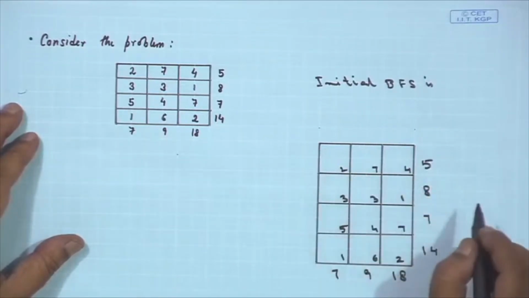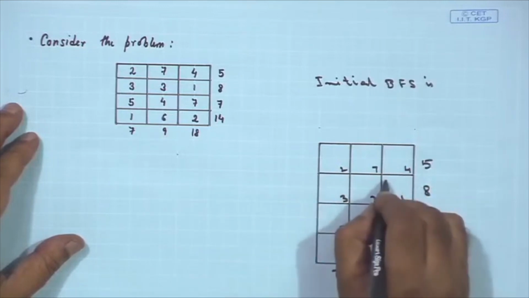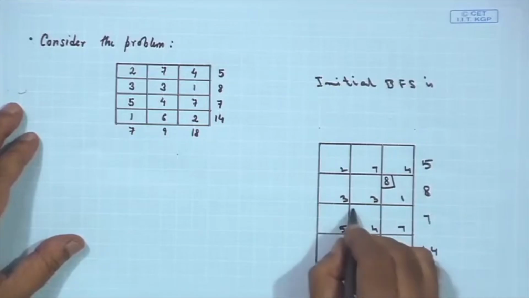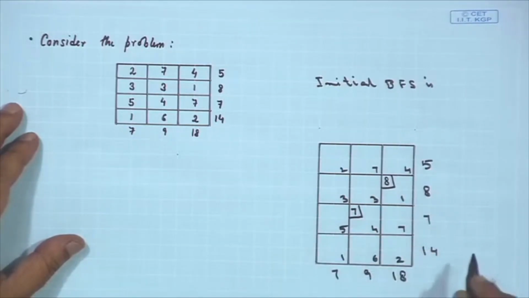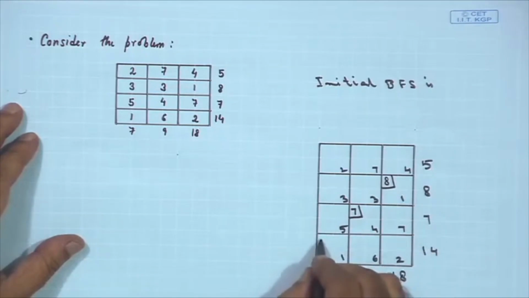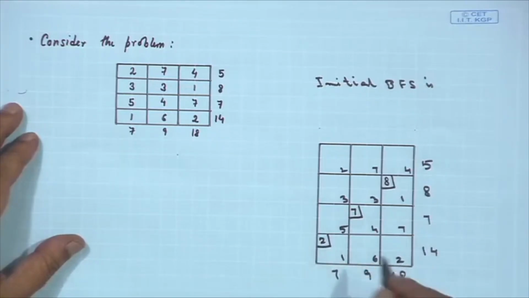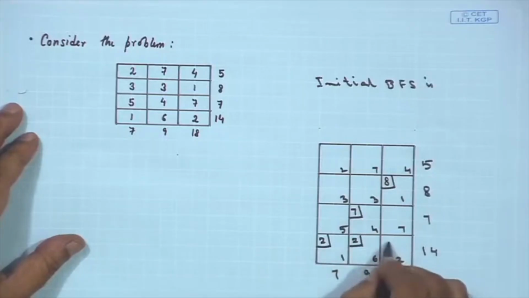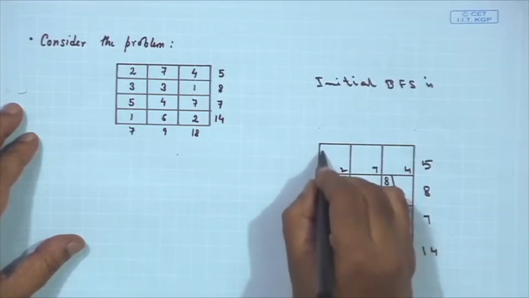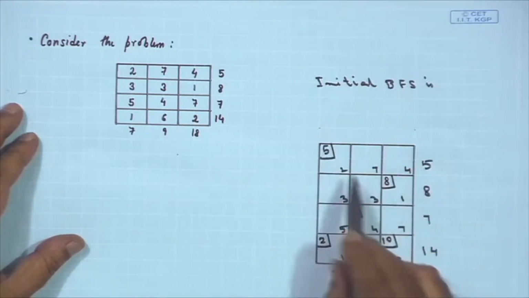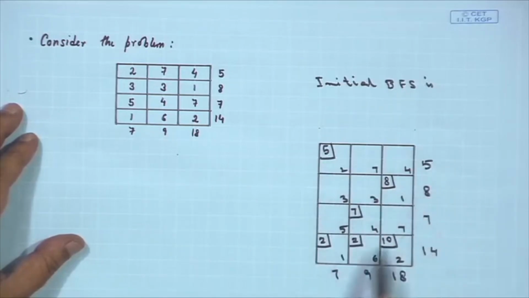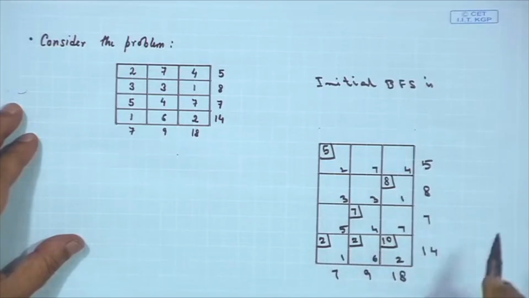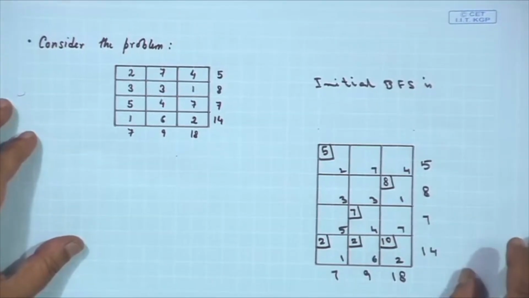One will be in 8, then it is 7 and here it is 2, 2, 10. So, 5 will come here. So, 5, 8, 7, 14, 7, 9, 10 plus 8. So, you got this one.